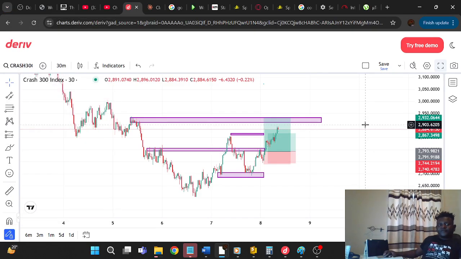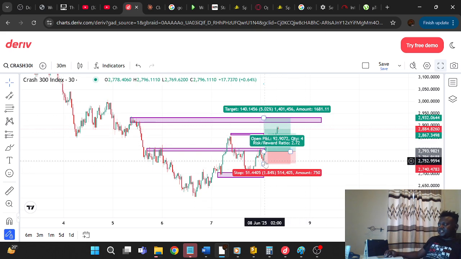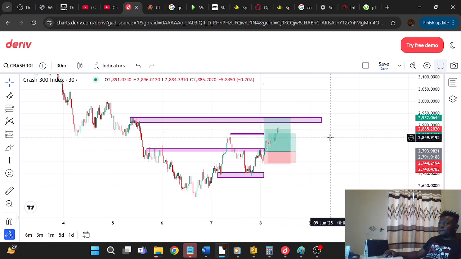Hi guys, continuing from where we left off, this is Crash 300s and we are almost at Take Profit 2. Take Profit 1 we already hit, as you can see our entries were here. Then this was our first Take Profit, it was hit. Now we are waiting for the second Take Profit to be hit. We can just wait maybe 2 hours or so, but in 2 hours our second Take Profit will be hit.